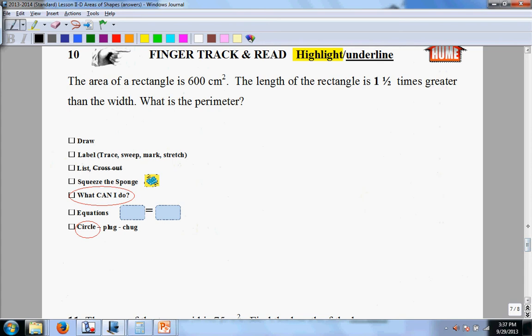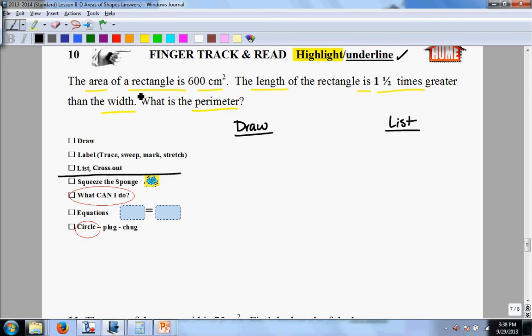Number 10 says the area of a rectangle is 600 centimeters squared. The length of the rectangle is 1.5 times greater than the width. What is the perimeter? Step 1, we want to filter. So we have area, rectangle, 600. Length of the rectangle is 1.5 times greater than the width. What is the perimeter? There we have highlighted. Now we draw what information we have. We either draw it, we label the drawing, and then we list. So we do these 3, crossing them out as we're going.